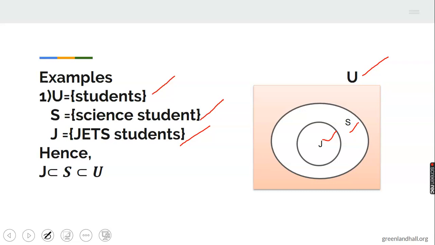Why the science student is in the school. So J is a subset of X, and X is a subset of the universal set. That's the implication.